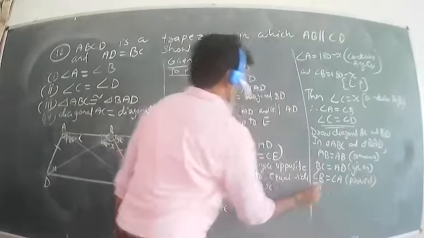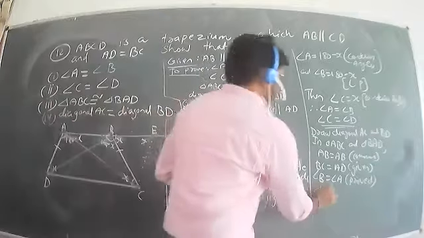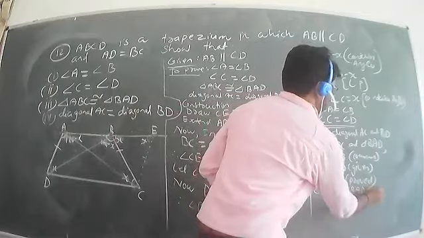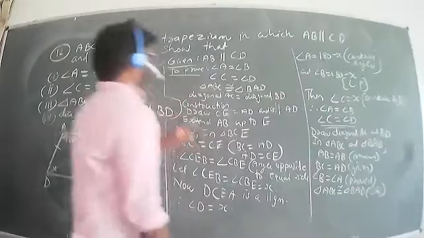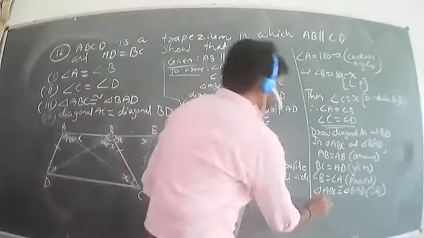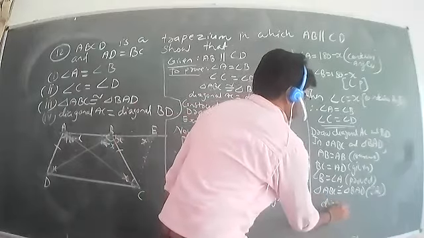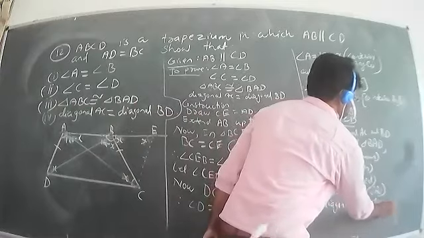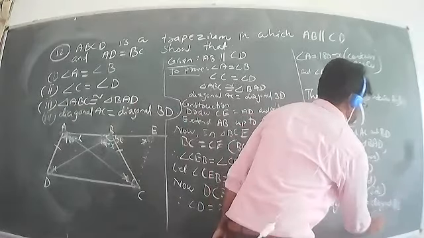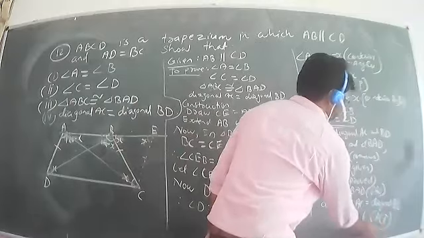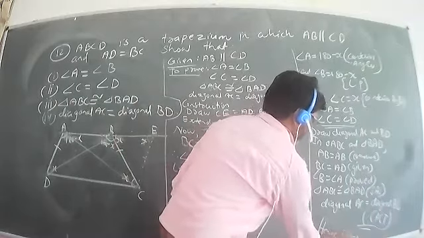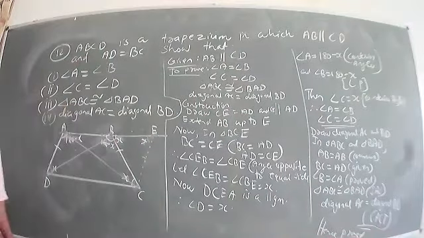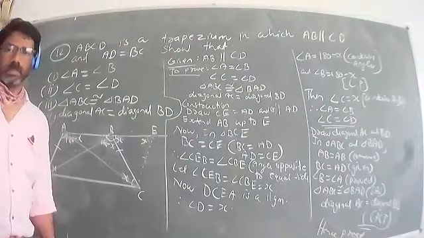So triangle ABC congruent to triangle BAD by SAS congruence rule. If they are congruent, diagonal AC equal to diagonal BD, as CPCT, corresponding part of congruent triangle. Hence proved. So this is a proof of this question. Note down. So thus we come to end of that exercise.